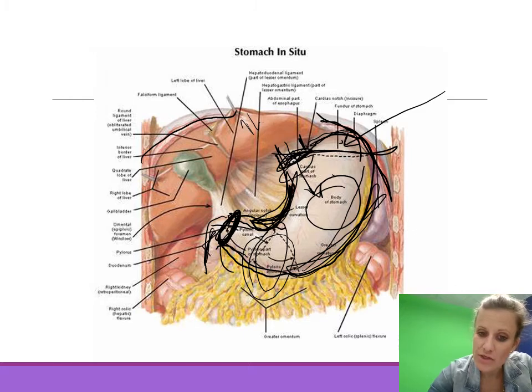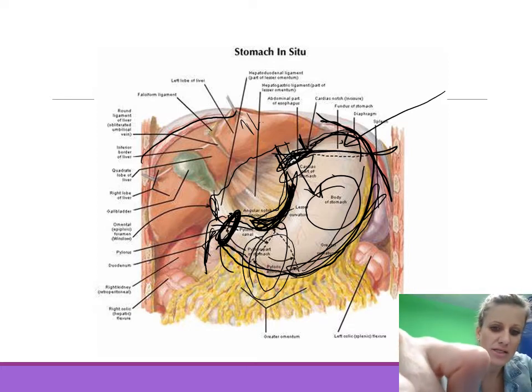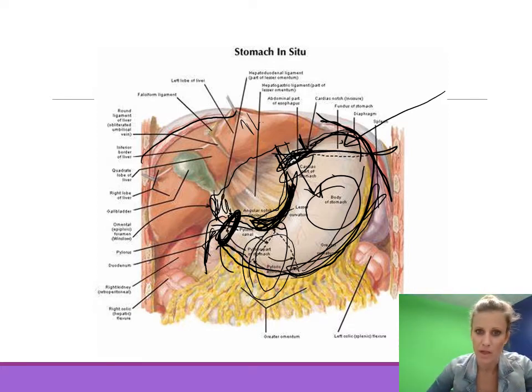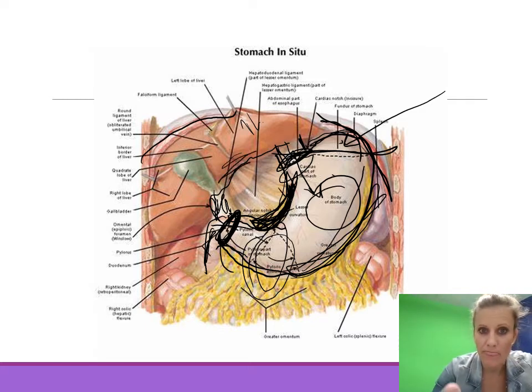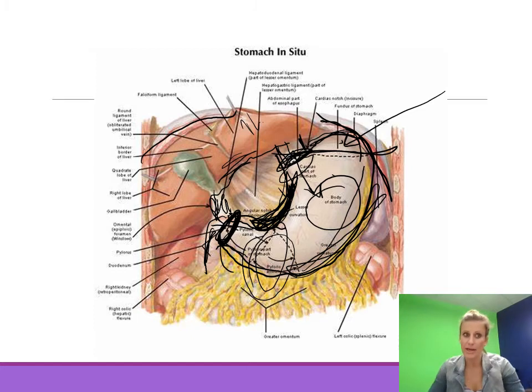From the lesser curvature, you can see the lesser omentum. Okay, so the lesser omentum is this entire area. It goes from the lesser curvature, and then remember it also does connect to the duodenum. We said this section that goes from the lesser curvature up to the liver is referred to as the hepatogastric ligament. There is also a hepatoduodenal ligament.